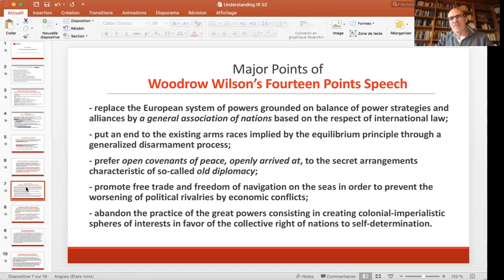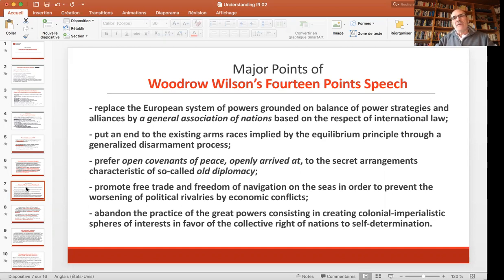He also wanted, point number 4, free trade to prevail, free trade and the freedom of navigation on the seas, in order to put an end to protectionist policies that had been adopted by the European powers in their foreign economic policy during the years preceding the outbreak of World War I. And last but not least, he wanted also to put an end to the colonial and imperialist policies of the European powers, that is to say, to the existence of the colonial empires, notably of the French and the British.